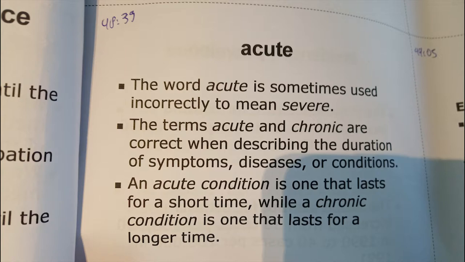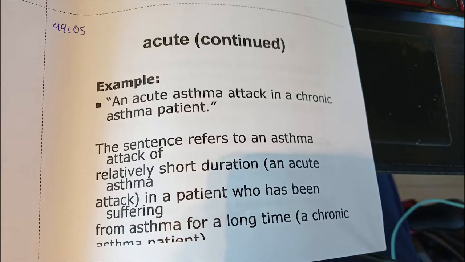The word "acute." I've seen this word misused, and it is usually misused to mean severe. Students think that acute means severe: acute symptoms, severe symptoms. However, the word acute does not mean severe, it means short term, and the opposite of acute is chronic, or long term. So, for example, an acute asthma attack in a chronic asthma patient. The attack is short term, but he has had asthma for a long time, right? So we just mean short and long. That's the key point with acute and chronic.